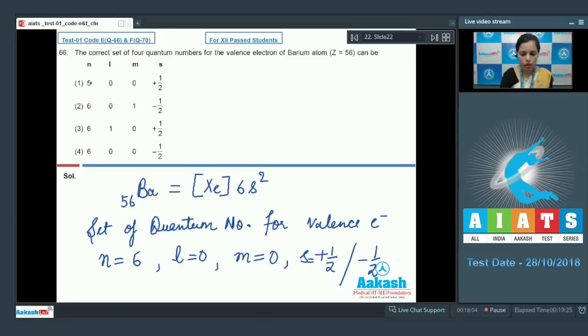Let's see. In the first option, the n value is 5. In the second option, the n value is 6, the l value is 0, but the m value is 1. That cannot be possible. Then in the third option, 6 is the n value, the l value is 1. That cannot be possible because we are talking about 6s orbitals. So this is also wrong. The fourth option is the correct option, correctly representing the valence electron. So the answer is option 4.